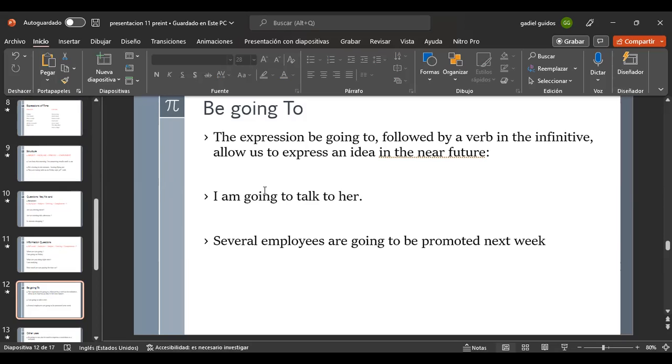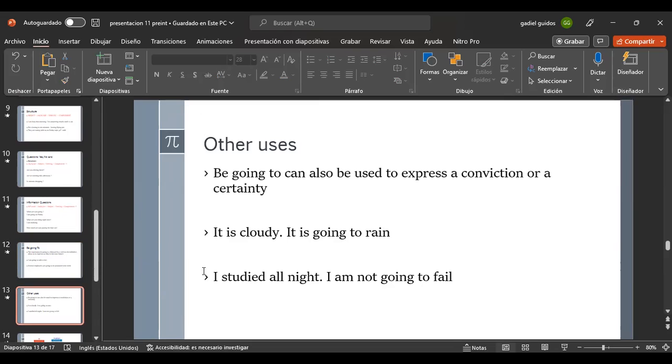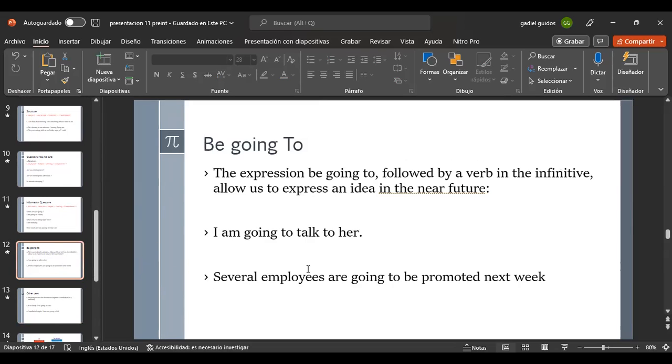Con el presente continuo, nosotros estábamos hablando de cosas que ya teníamos planeadas con anticipación. Lo usábamos para planes, ¿de acuerdo? Y tiene una estructura en específico. Cuando se trata del be going to, the expression be going to, followed by a verb in the infinitive form, allow us to express an idea in the near future. Okay? So, for example, we have this first sentence, and it says, I am going to talk to her. Okay? Es similar.